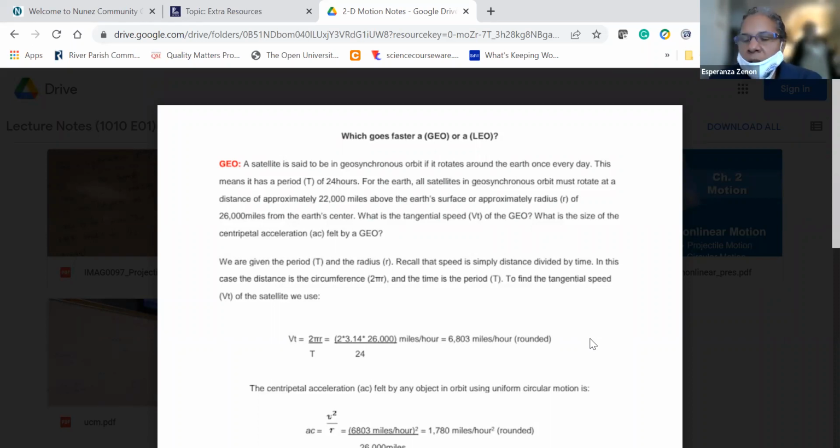And of course, we talked about that on Tuesday, that for planets and what have you, we're approximating their orbit to be a circle when actually most planets have that elliptical type orbit. But for this satellite, since it's orbiting around the Earth, using a circular path is a really good approximation of the motion. Okay, so the parameters that we're working with for this GEO is that it has a period of 24 hours and it has an orbit radius of 26,000 miles from the center of the Earth.